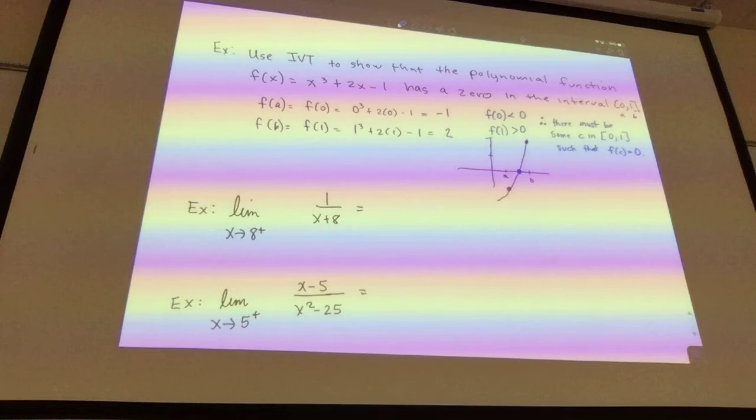X minus 5. Difference of squares on the bottom. What's that called? Removable discontinuity. Good. So then it allows us to still evaluate the limit as x approaches 5 from the right.